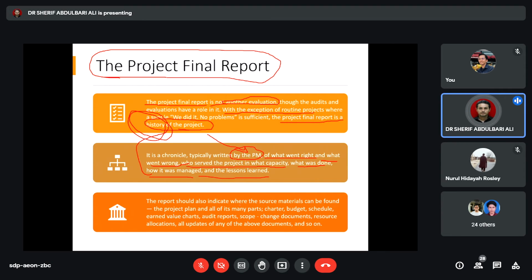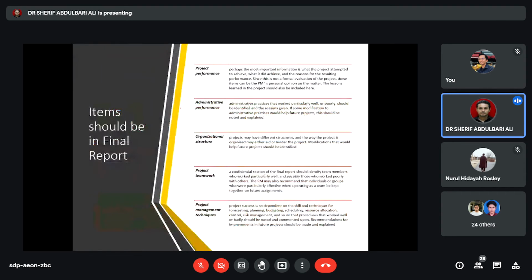The report should also indicate where the resource materials can be found: the project plan and many parts like charters, budget, schedule, earned value, audit report, scope, any change in documentation, any change of the plan, resource allocations, and all the updates. The items that should be found in the final report are the project performance, the administrative performance, the organization structure, how the project team works, and the project management techniques.